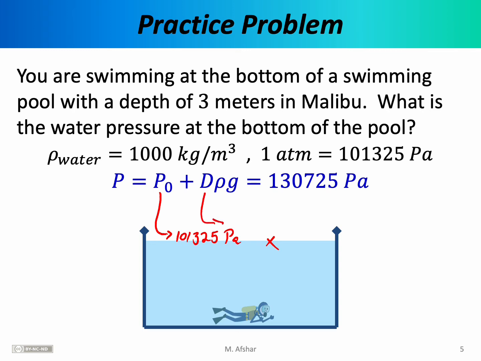The depth, of course, is 3 meters. That's the depth of the swimming pool. Rho is the density of water. We're assuming that the swimming pool is filled with water, like most swimming pools. So that's going to be 1,000 kilograms per cubic meter. And since this swimming pool is here on planet Earth, g is going to be 9.8 meters per second squared. Plugging in all those numbers, you find that the pressure at the bottom of the swimming pool is 130,725 pascals.